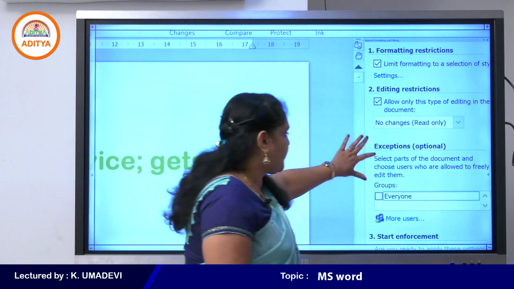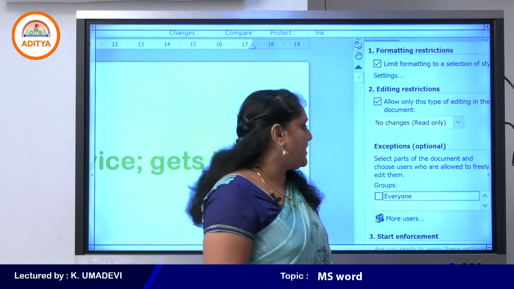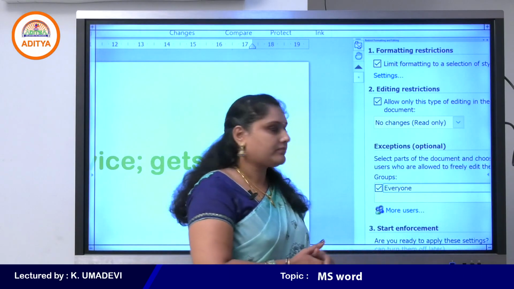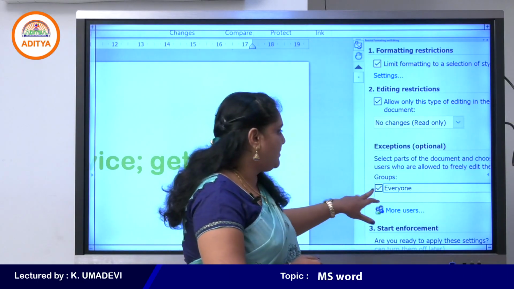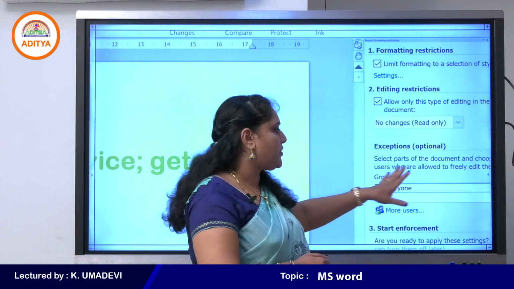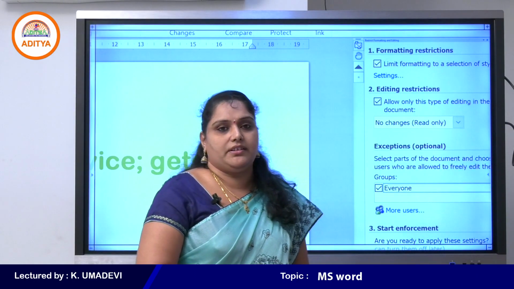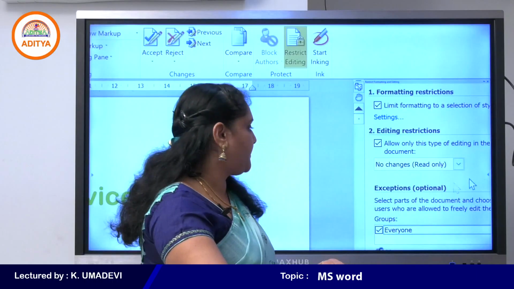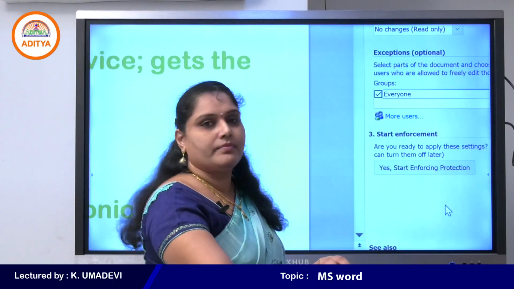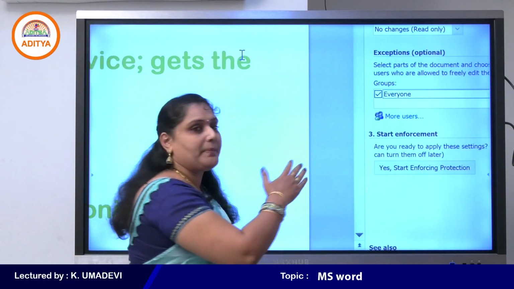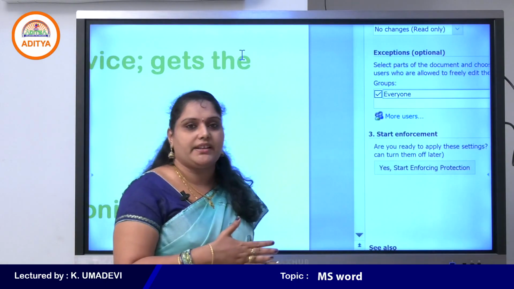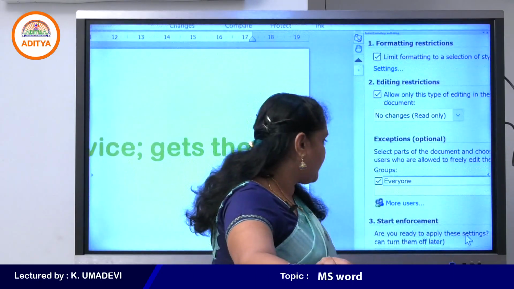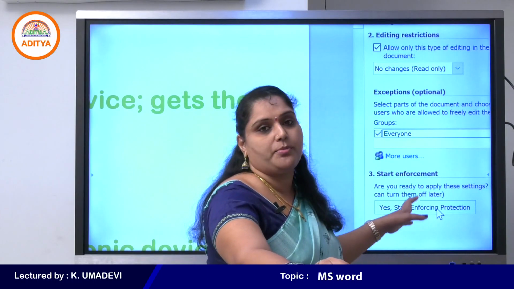So what is this next one? Exceptions. Here I want permission to be given to everyone. Simply select Everyone. Select the parts of the document and choose users who are allowed to freely edit the document. Yes, I'll select Everyone. And the next one is Start enforcement. It asks whether you are ready to apply these settings. If you want to apply all the settings which you have done on limit formatting restrictions or editing restrictions, simply click on Yes, Start Enforcing Protection.